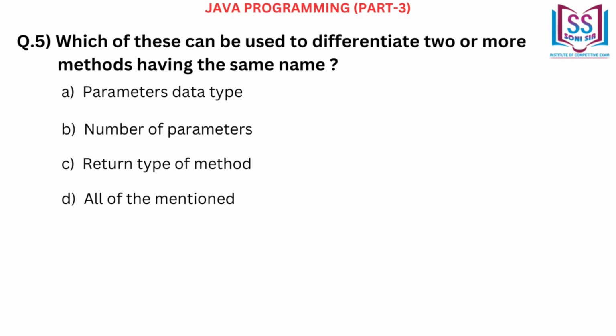Which of these can be used to differentiate two or more methods having the same name? A. Parameters data type. B. Number of parameters. C. Return type of method. D. All of the mentioned. Correct answer D. All of the mentioned.